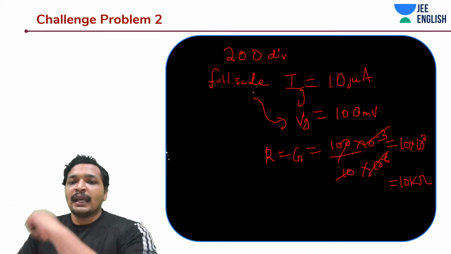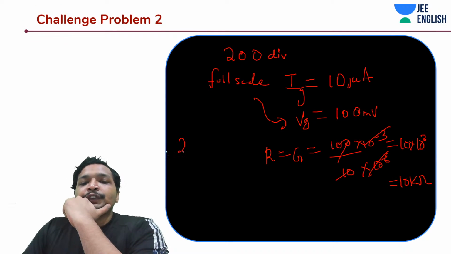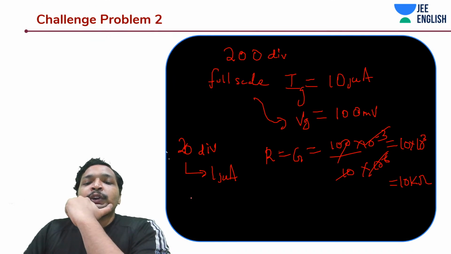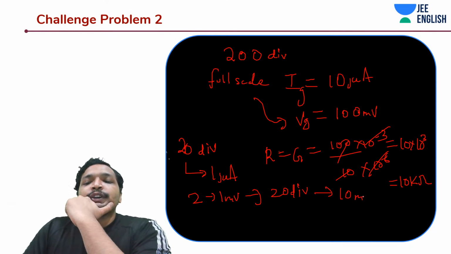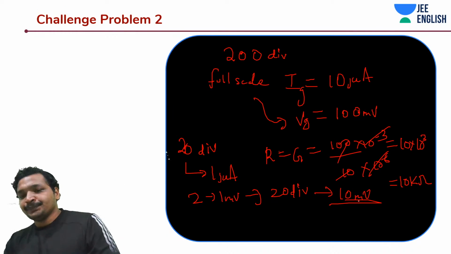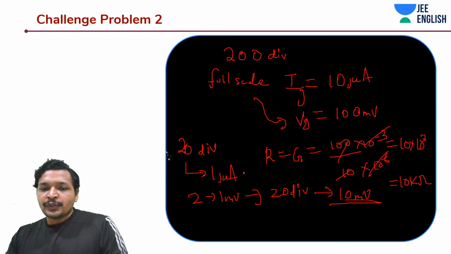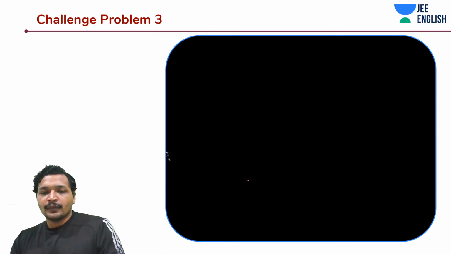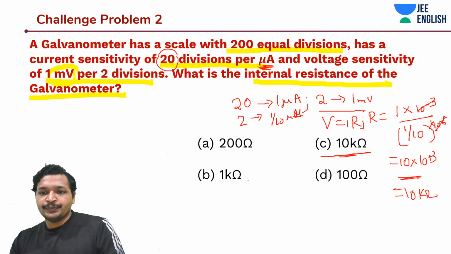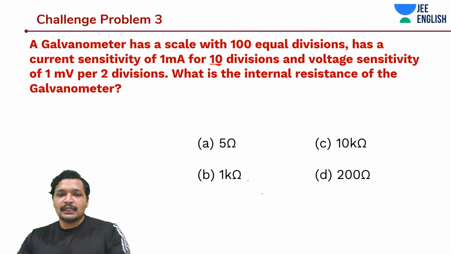Or else you can directly calculate for 20 divisions and go about it. 20 divisions is giving you 1 microampere. That also means 2 divisions is giving you 1 millivolt, so you also know 20 divisions are going to give you 10 millivolt. Easy. So from there also you can conclude that it is going to be 10 kilo ohms. Okay. Now let's get into the next question. Yeah, that's the correct answer, right?